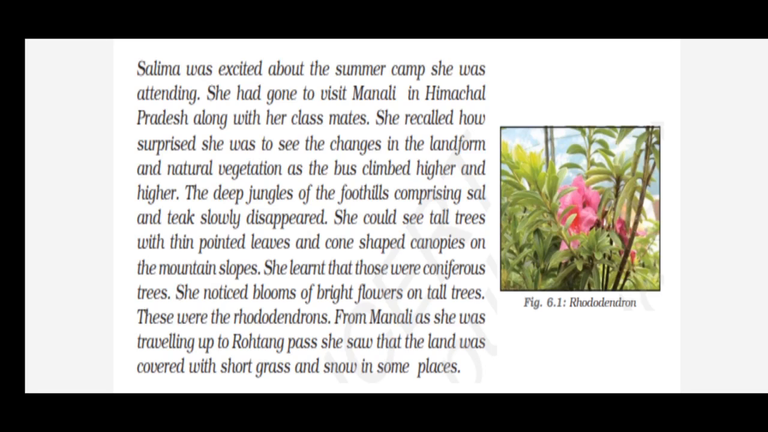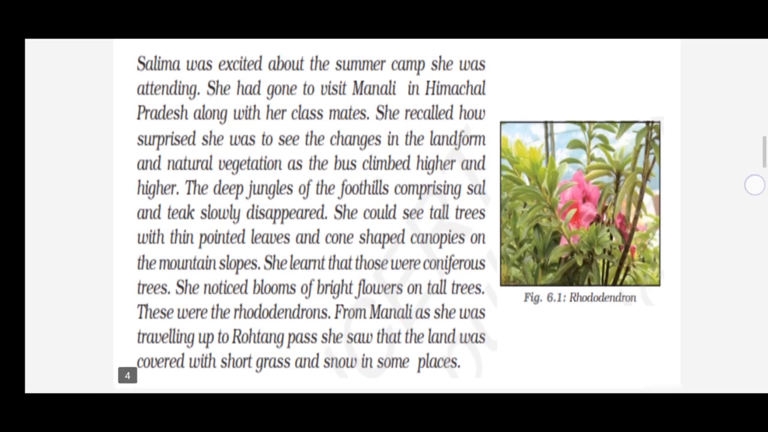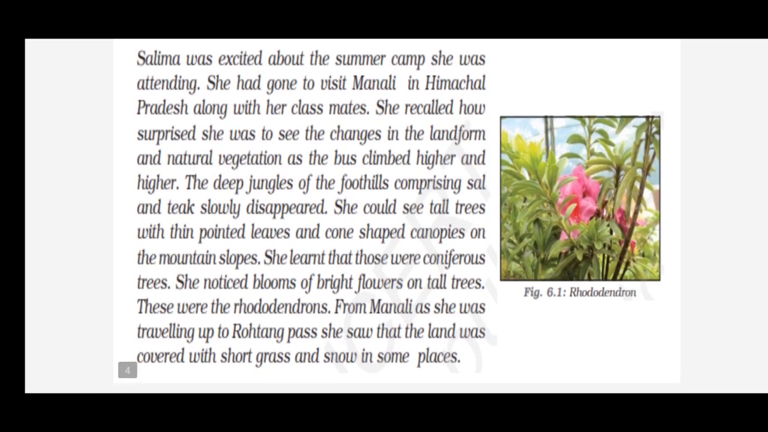So what she saw over there, what landforms she saw, what kind of vegetation she saw, she is recollecting, and she felt very surprised. She saw different kinds of landforms, different from the landform where she is living, and the natural vegetation also different from where she is living. As her bus climbed higher and higher on the hill slopes, the deep jungles, the foothills comprising sal and teakwood trees, children, once they were there, now they disappeared.